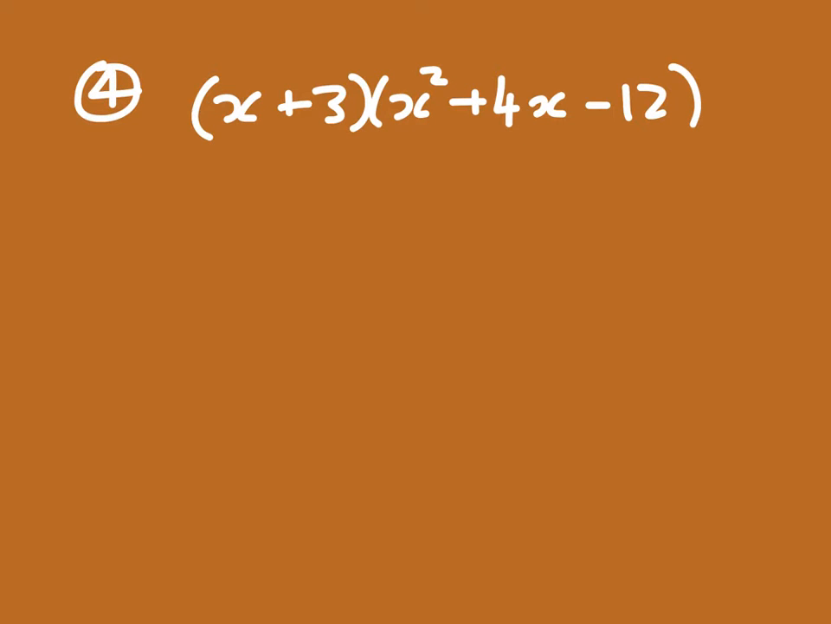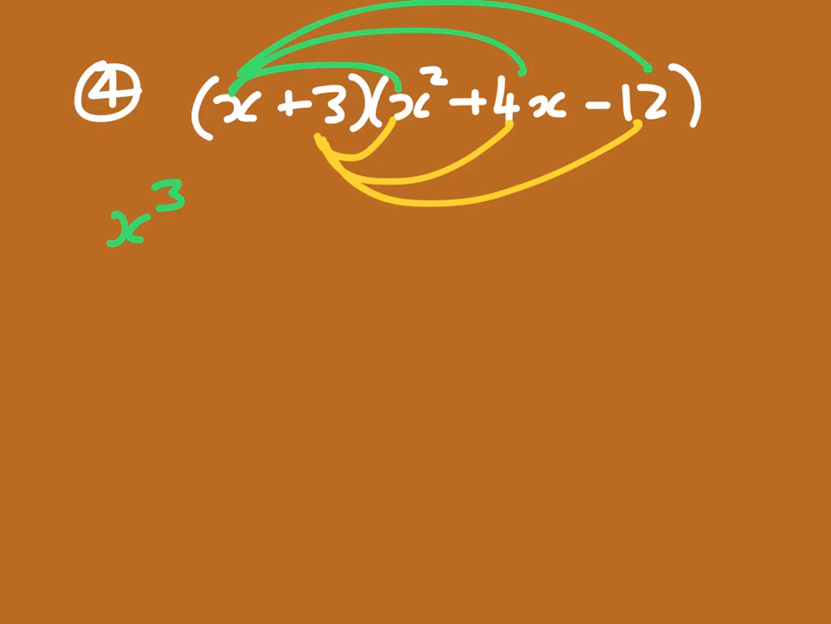Question 4, done a few of these now, remove the brackets. So x times x squared, x cubed, x times 4x, x times negative 12, then 3 times x squared, 3 times 4x, 3 times negative 12, get all these parts here, simplify it, collect the things together for your answer.